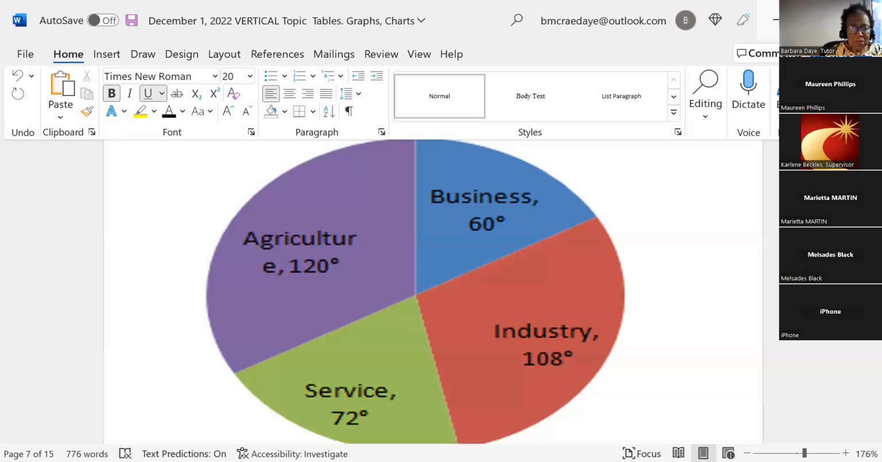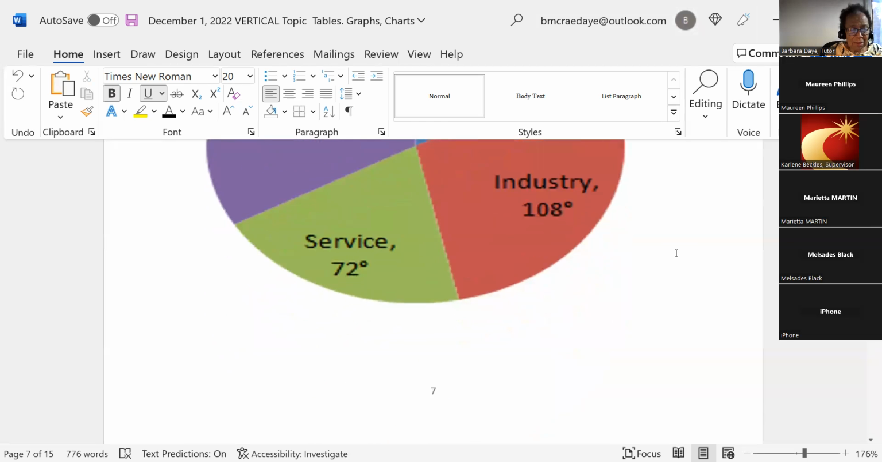360. So what do you get, Marietta? Just add up those four slices, the degrees. 360. Very good. And see, it proves that when you have a circle that's in degrees, it adds up to 360. Now you know that, right?